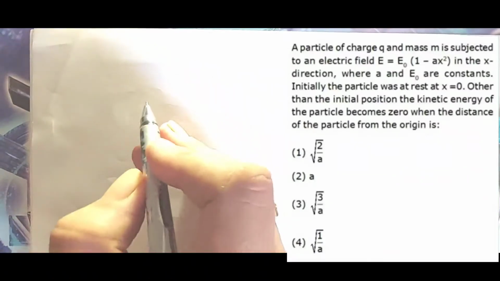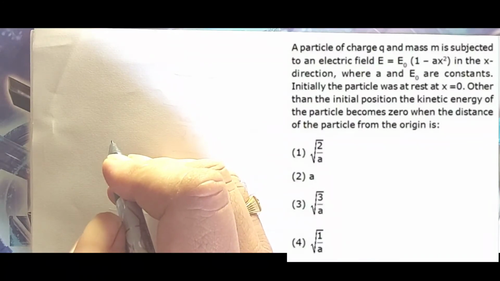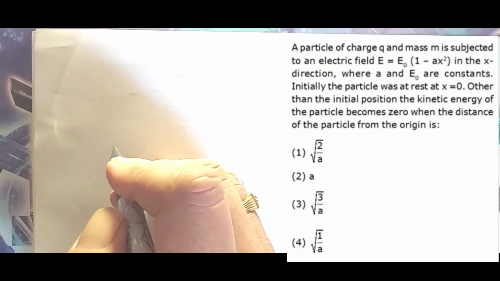A particle of charge q and mass m is subjected to an electric field E equal to E naught into 1 minus ax square in the x direction, where a and E naught are constants. Initially, the particle was at rest at x equal to 0. Other than the initial position, the kinetic energy of the particle becomes 0 when the distance of the particle from the origin is.